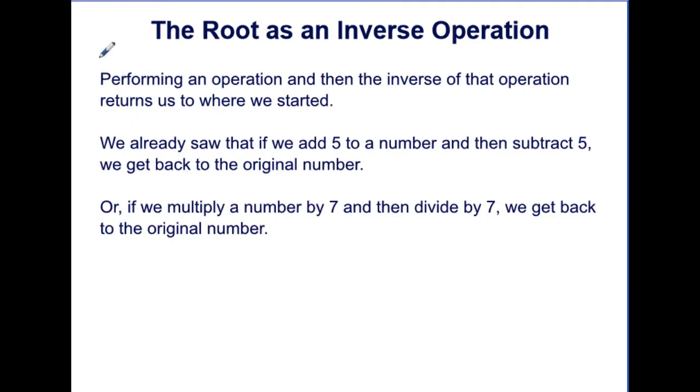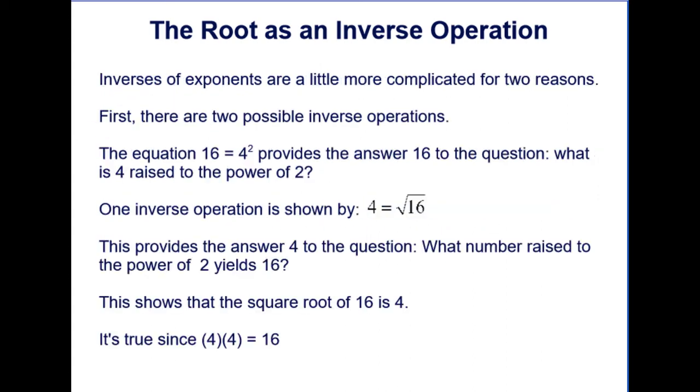Now, if we have an exponent, and that's an operation, we need a way to undo it. Performing an operation and then the inverse of that operation returns us to where we started. So we already know inverse operations, like if we add 5 to a number and then subtract 5, we get back to the original number. If we multiply by a number, like 7, and then divide by 7, we're going to get back to the original number. So inverses of exponents are just a little more complicated for 2 reasons.